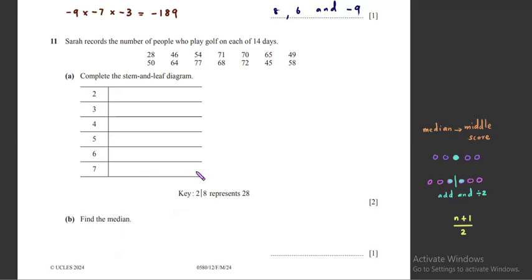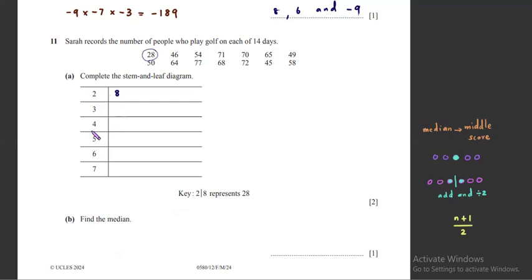So when we consider the 20s, we have 28. That's the only number in the 20s. So 2 is already written, so I'm going to put the 8 here. Next, when we consider the 30s, we do not have anything. We do not even write a 0 there, because if you put a 0, then this will represent 30, but we do not have a 30, so we do not put anything there.